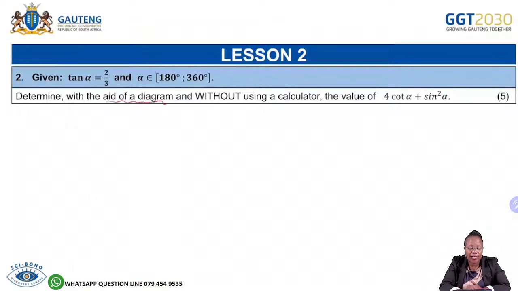That is why we are saying this is the type of using a diagram, using a sketch, and so forth. So now you must see this keyword that is directing you to the method to use to solve this one. Okay, and then now without using a calculator. So in this lesson, you are not allowed to use a calculator. Okay, and then you have to determine the value of 4 cot alpha plus the sine squared alpha.